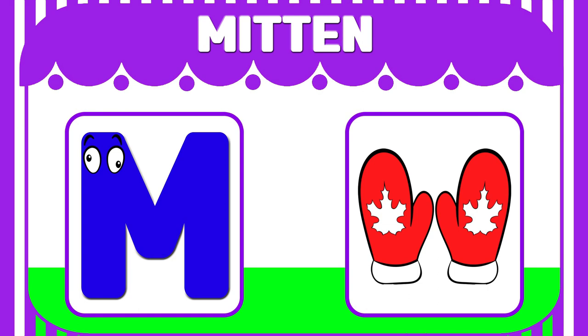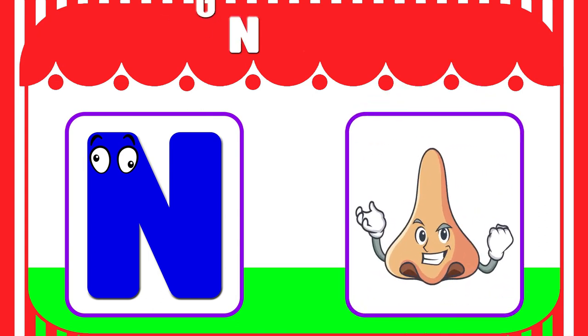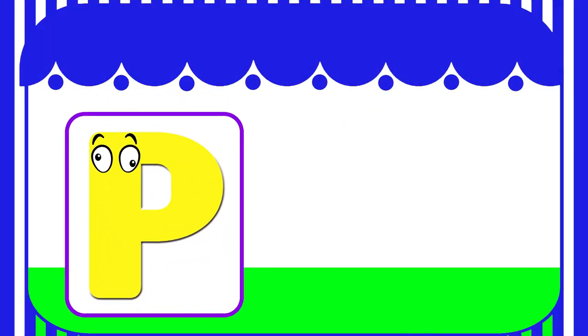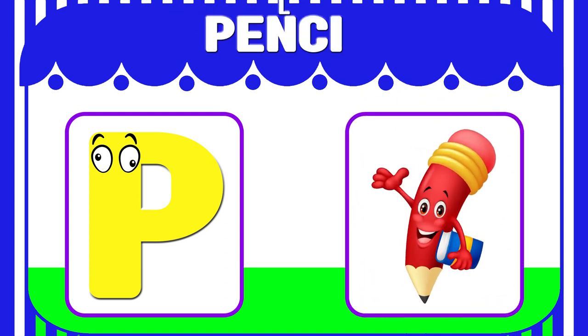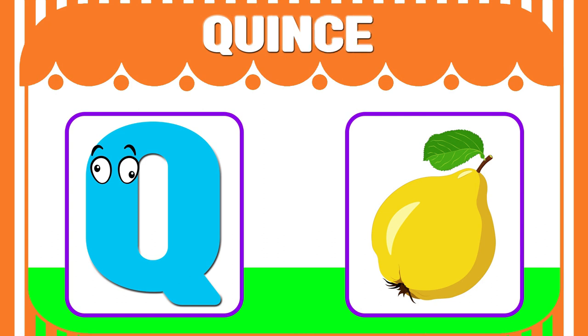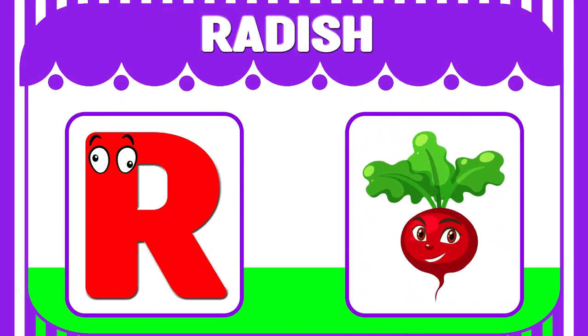For mitten. N. N for nose. O. O for ox. B for pencil. Q for coins. R. R for radish.